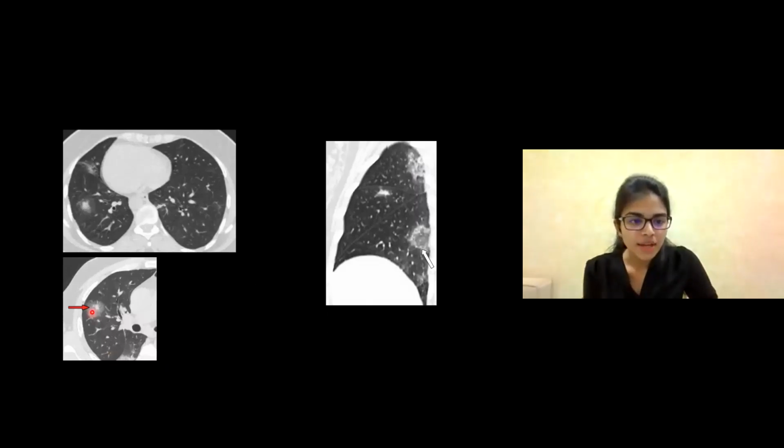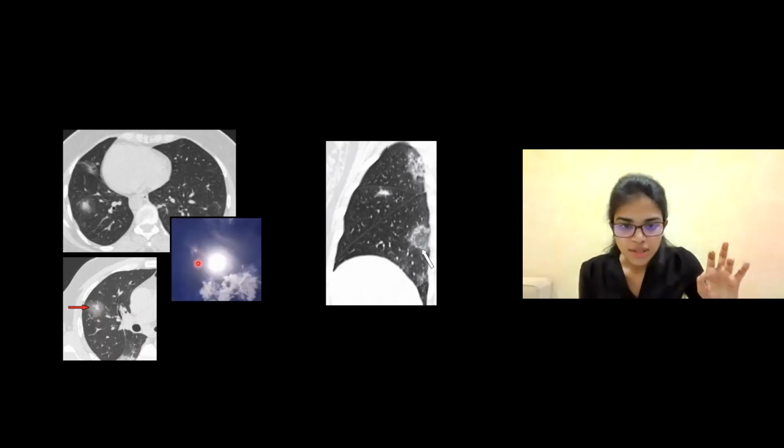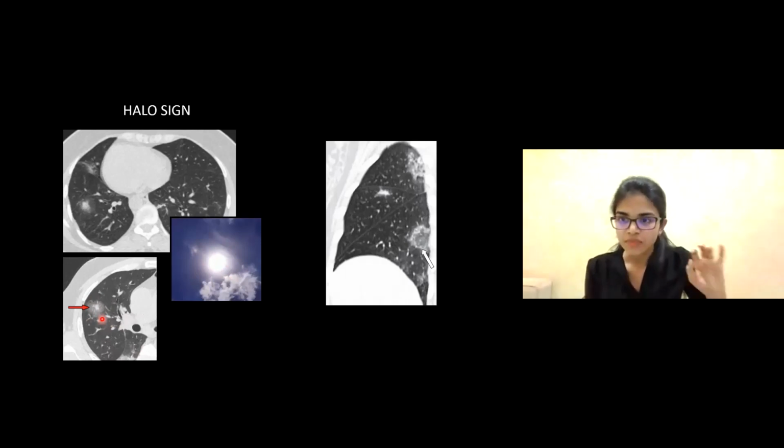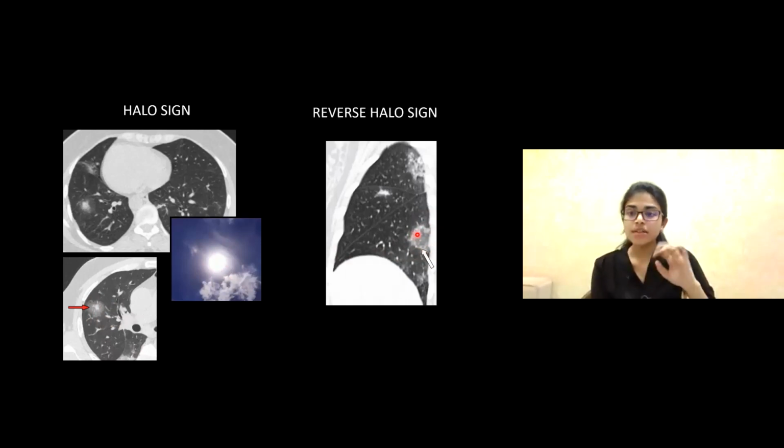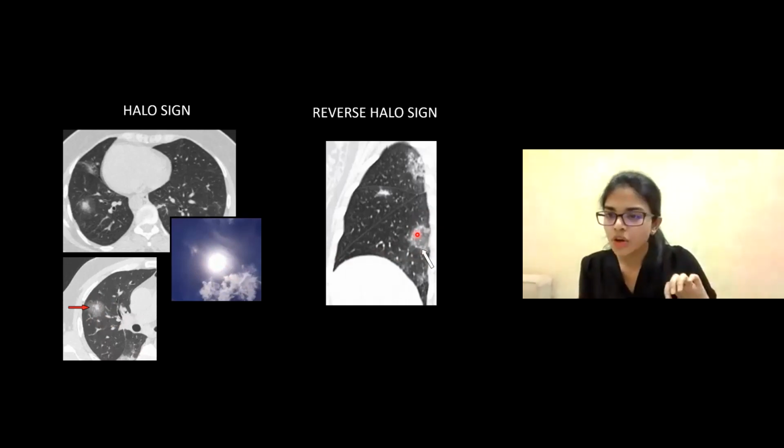So in this image, if you can see, there is an area of consolidation, and around the area of consolidation, there is an area of ground glass opacity, like some haziness, right? It looks like a sun with a halo around the sun. So this is called the halo sign. And if there is a reversal of this appearance, that is, if there is a central ground glass opacity and around that you have some annular or crescentic shape of airspace opacity or consolidation, this is called the reverse halo sign, right? So these two are also seen in COVID infection.